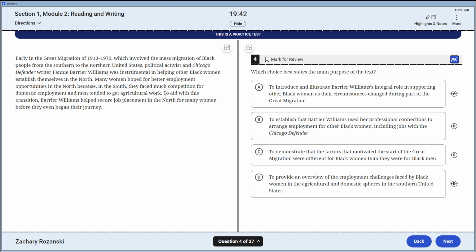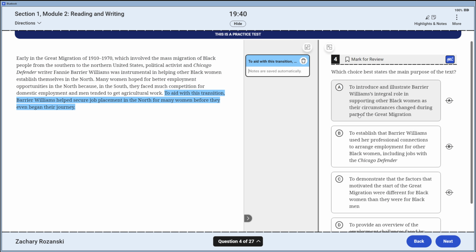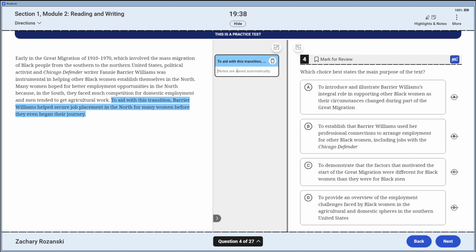What's the main purpose of the text? Let's read the last sentence and then start plugging away. "To aid with this transition, to help this change, she helped get jobs for many women." Good, good, good. So let's start at the start and not lose sight of her helpage. Early in the GM, I understand what it is. I know the definition. Political activist.